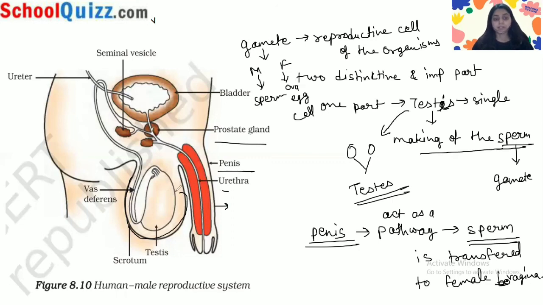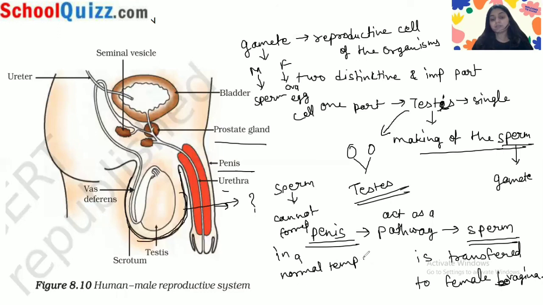Okay, and here you can see this testis. So why is it outside of the body? The sperm is made inside the testis. Okay, and the sperm cannot be formed at the normal temperature of the body. So that's why it is always formed at a lower than normal temperature of the body. Okay, so sperm is always formed at a temperature lower than the normal temperature of the body. So that's why the testis is outside of the body.